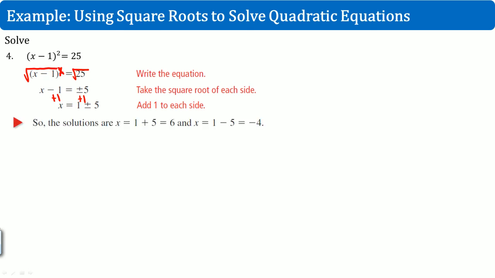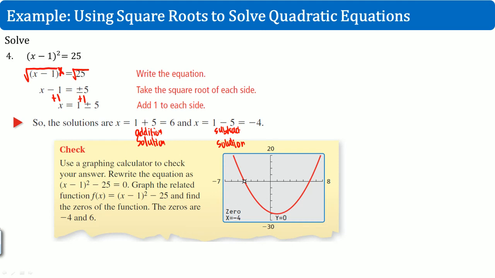This is going to be the addition solution, where you add the 5. This is going to be the subtraction solution, which is going to be minus 5. So notice here your solutions would be 6, because 1 plus 5 is 6, and 1 minus 5, which is negative 4. That's your other solution.